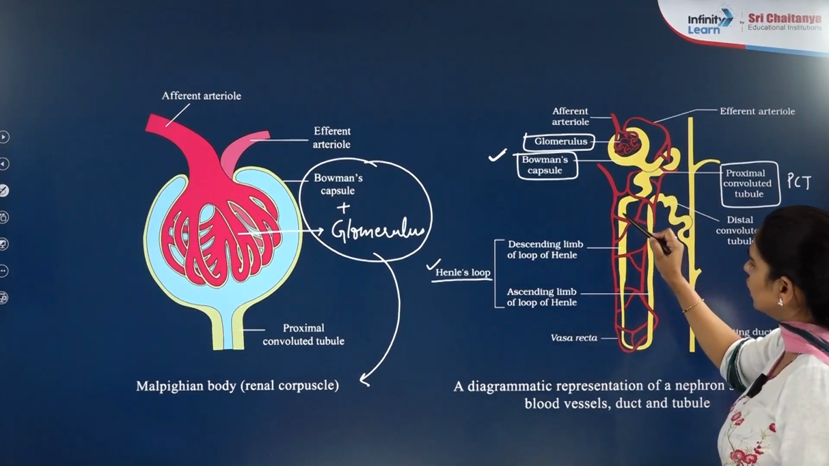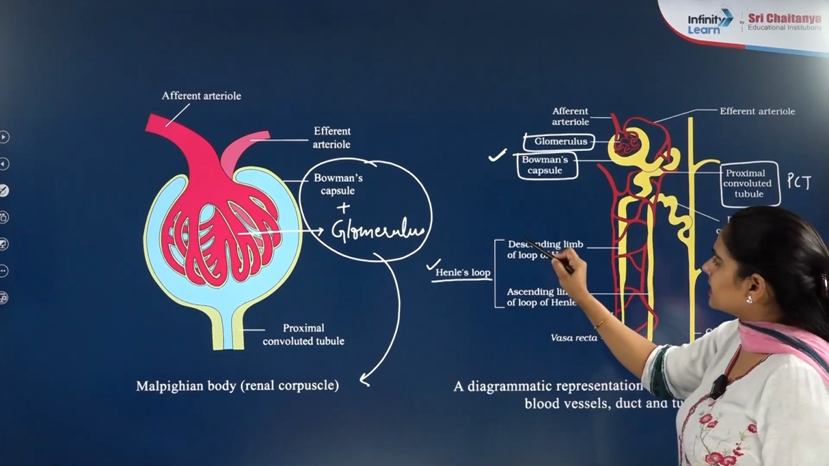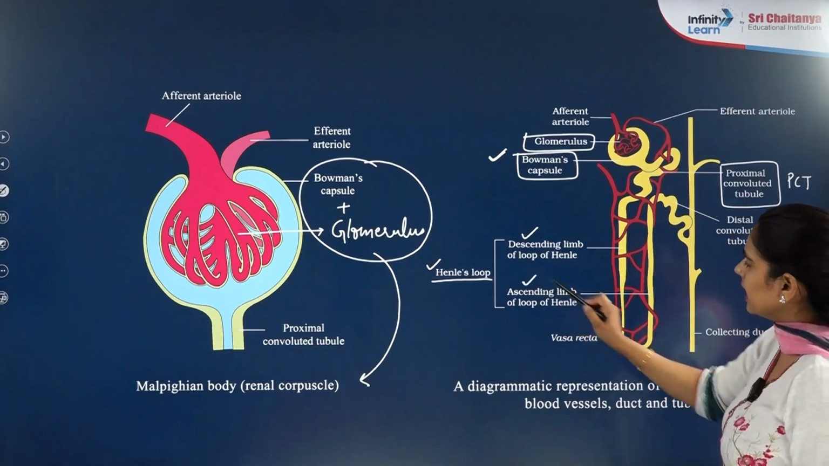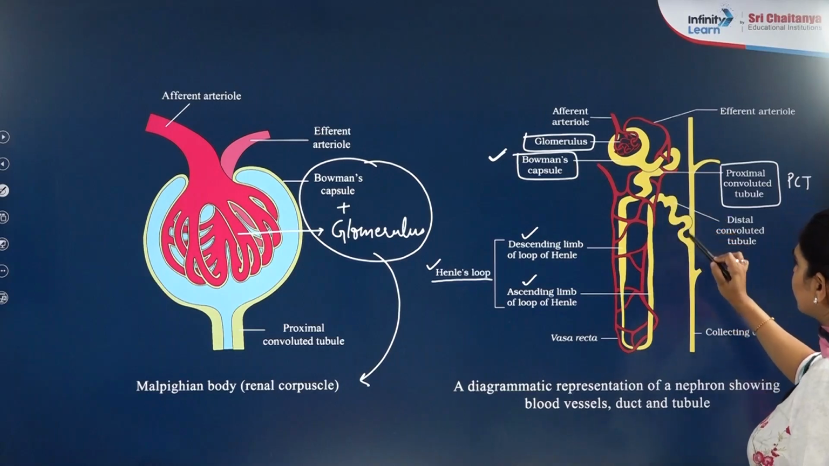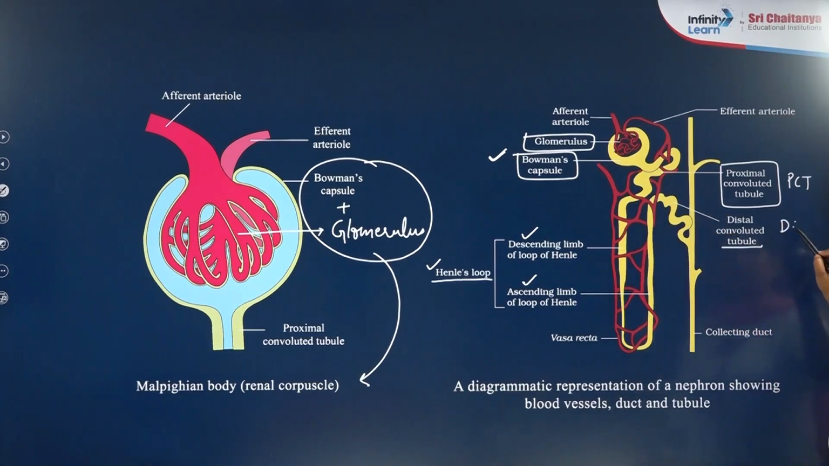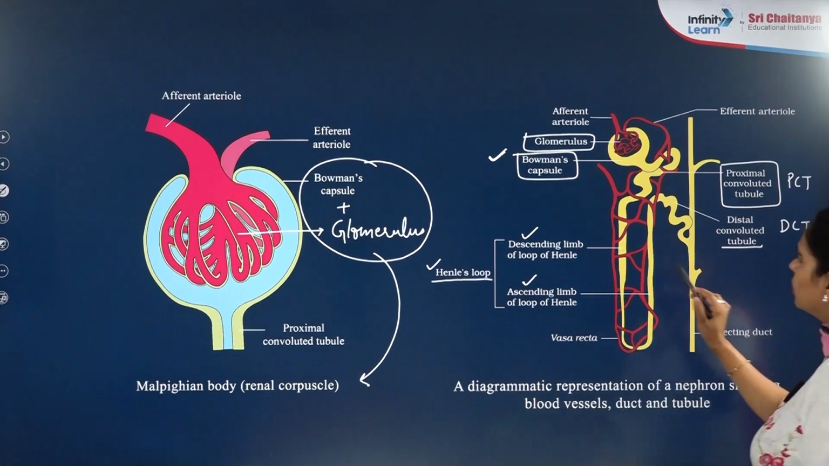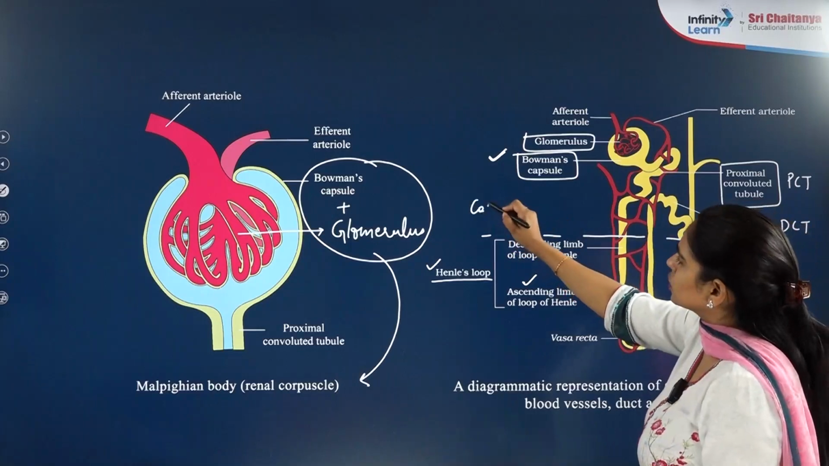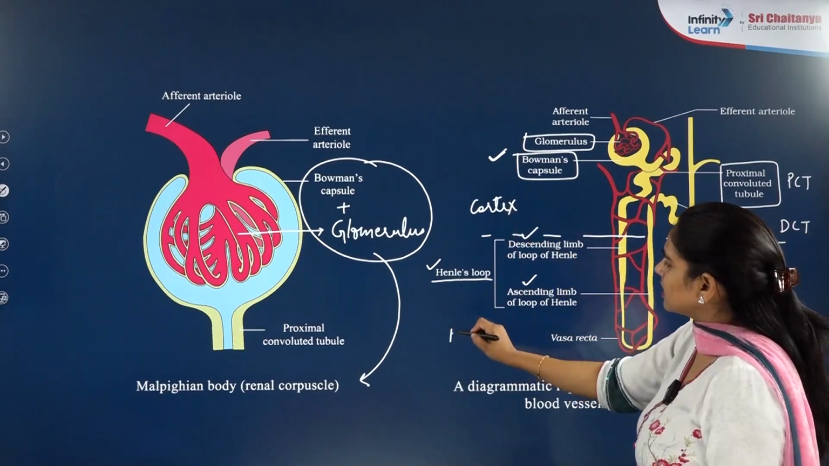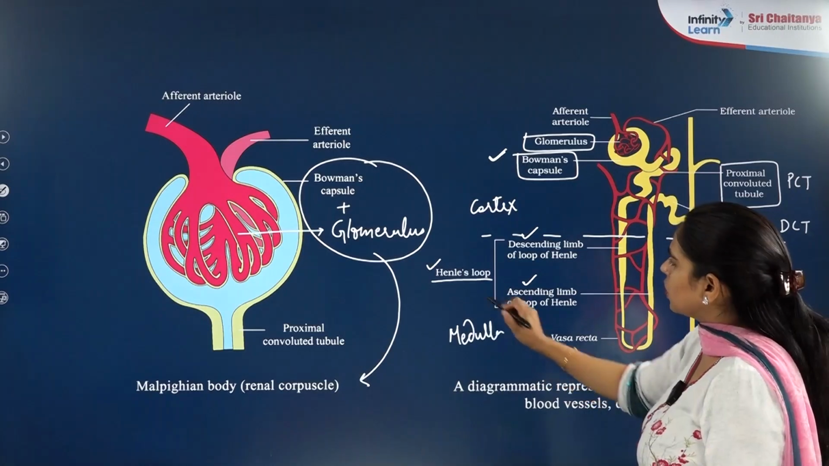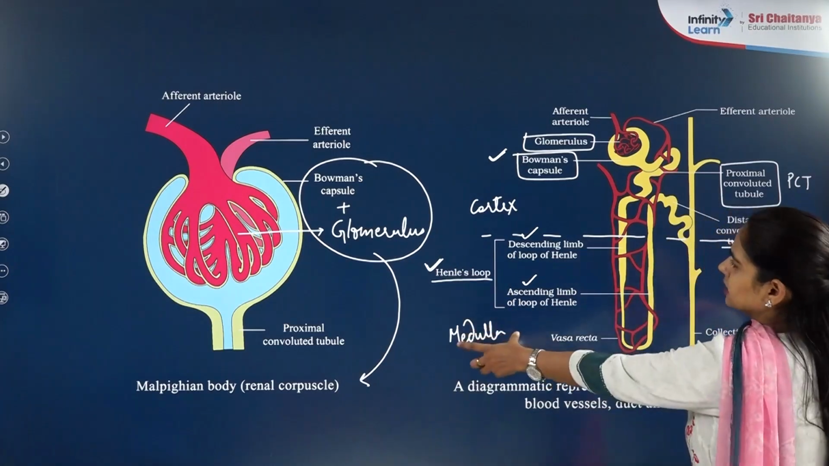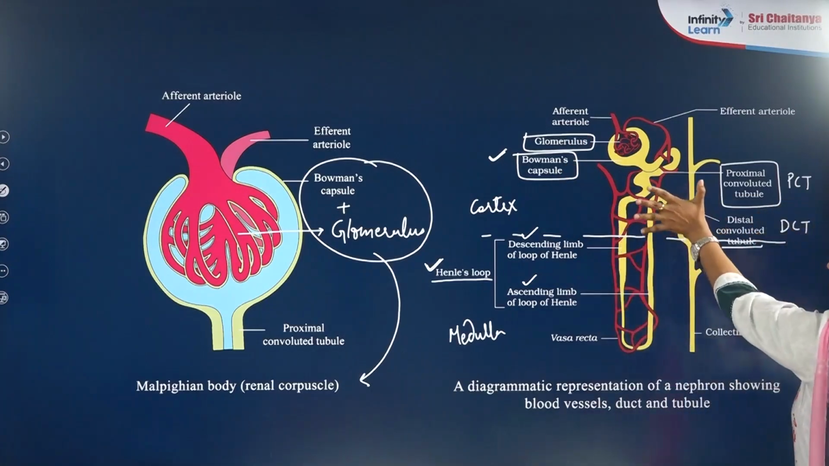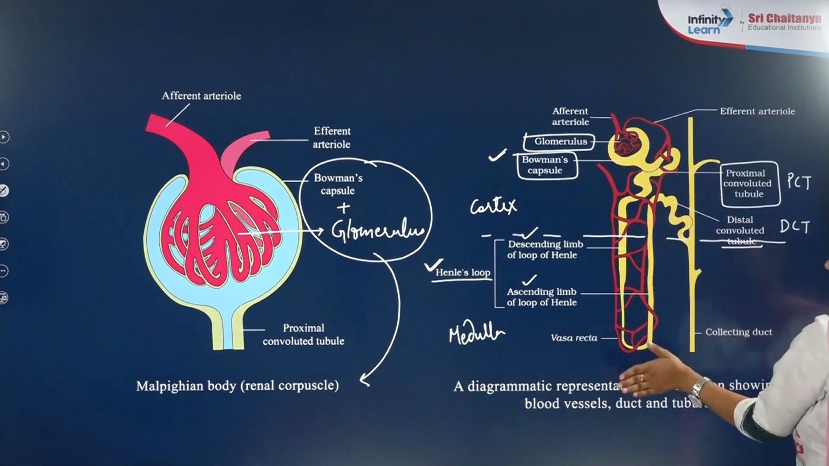So, obviously, the loop of Henle which is going down is the descending limb of loop of Henle and then it is going up, the ascending limb of loop of Henle. Then again, it is making a convoluted tubule, that is DCT, distal convoluted tubule. Up to here, this is cortex and down this is medulla. So, always remember, loop of Henle is present in the medulla; glomerulus, Bowman's capsule, PCT, DCT, everything is present in the cortex.